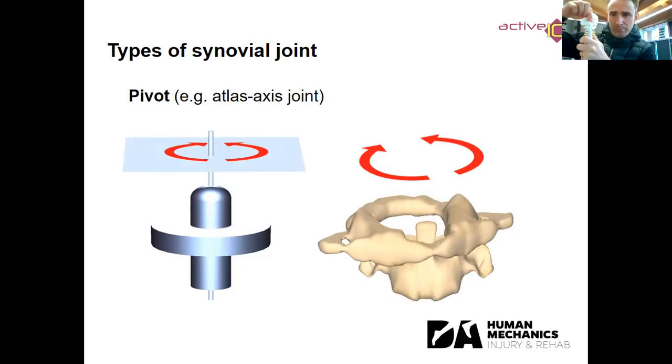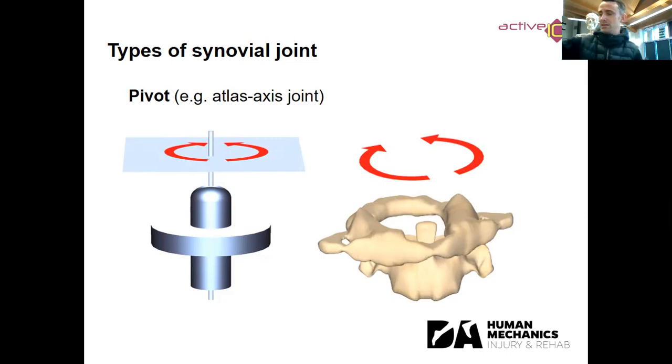So we have C1. So the spine, as you should know by now, we have the cervical spine, which is our neck area. C1 is this atlas. So it's the very bottom of our skull, and it sits on top of C2, which is what we're going to call the axis. And the only movement potential here is rotation. So when we have rotation of our head, lots of that movement comes from the atlas and the axis.